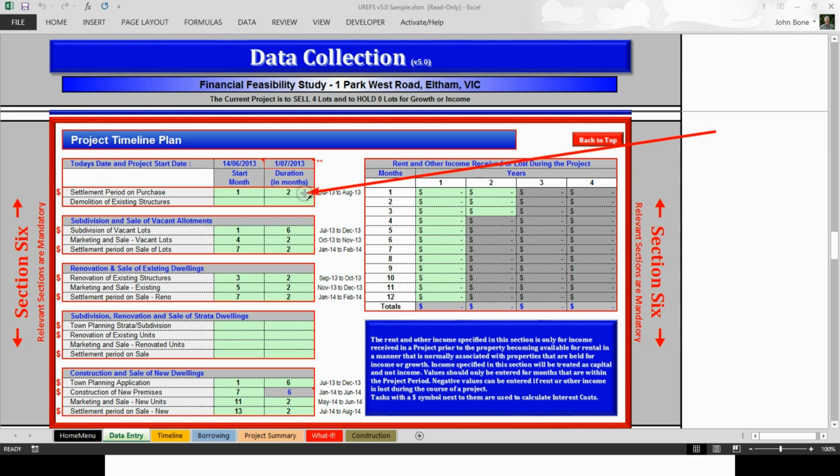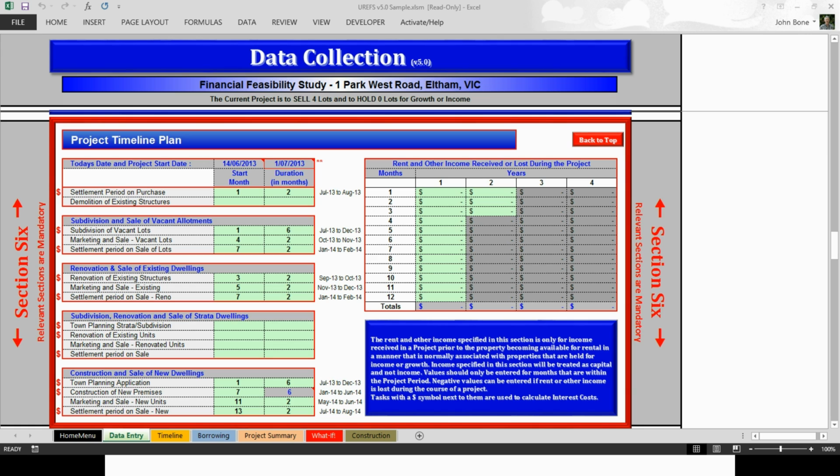This is not always the case, particularly if you're doing an options contract. Typically with an option you would be paying an option fee and incurring expense well and truly in advance of the purchase of the property. So in this case, and probably in this case only, the settlement period on the purchase may actually start in something like month 12, but typically in a straightforward project, the first function of any project is to buy the property, and that starts in month 1.